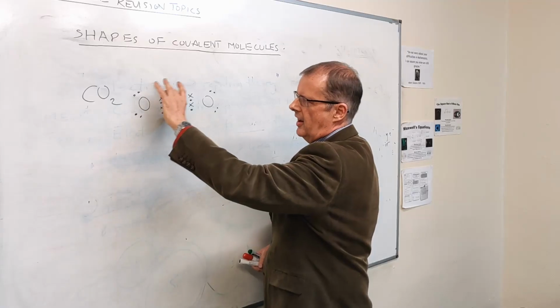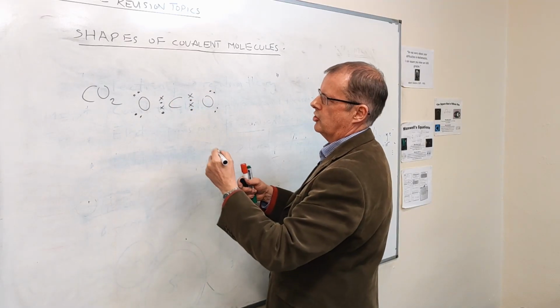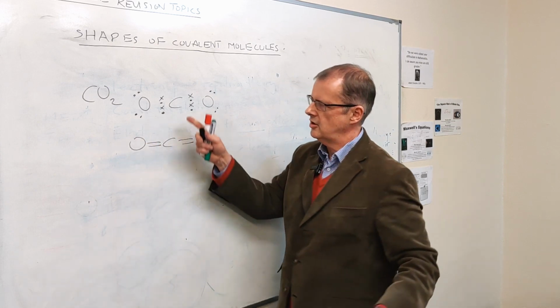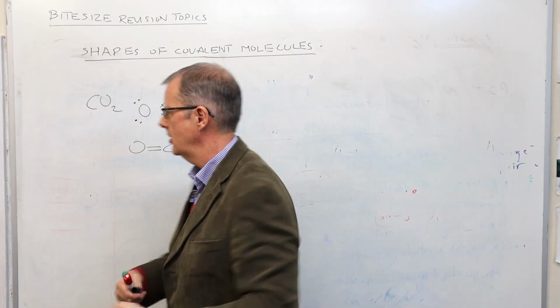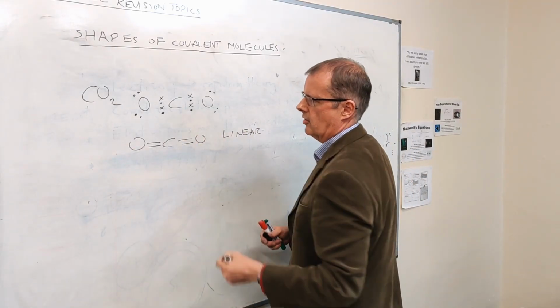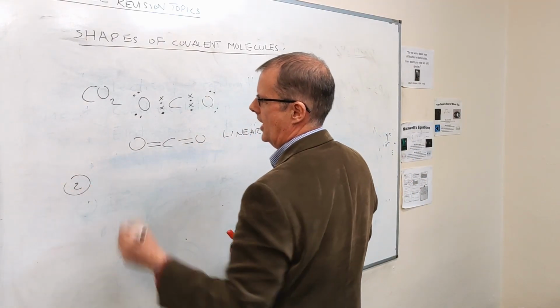I've got a double bond there, a double bond there. The question is, what's the shape of that? And again, you can see it's all nice and symmetrical, and so again, it's another linear molecule, 180 degrees across there. Let's move on to something different now.